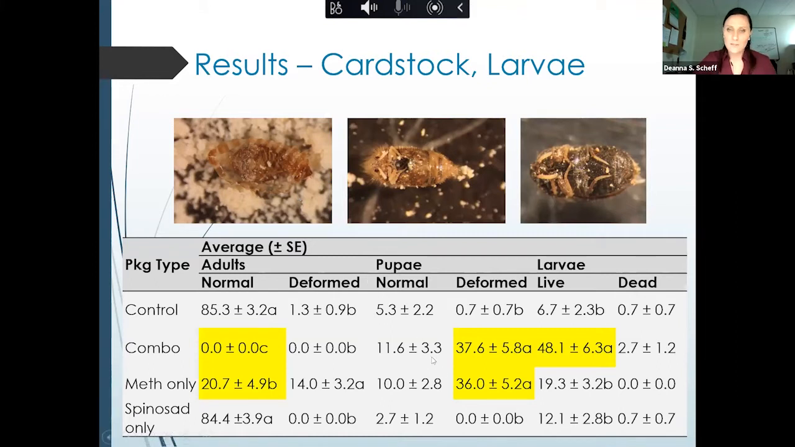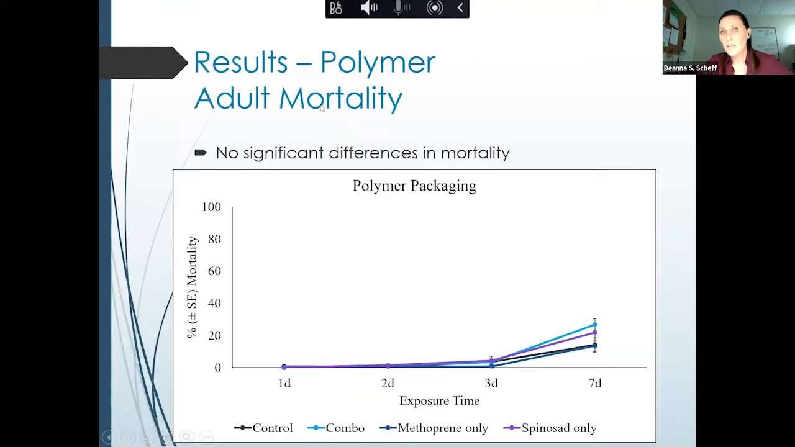They don't make it to that adult stage. So we're very, very effective with this combination packaging. Then when we're looking at our polymer packaging, just a slightly different kind of matrix for inclusion for this spinosad, similar to our cardstock, we actually don't see any differences in mortality after 7 days.